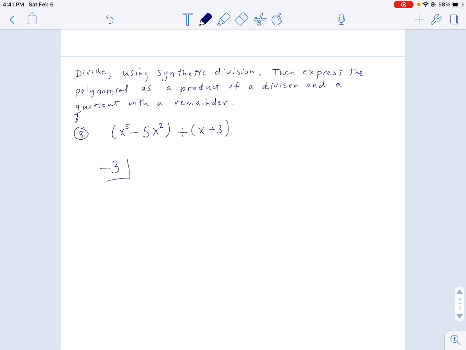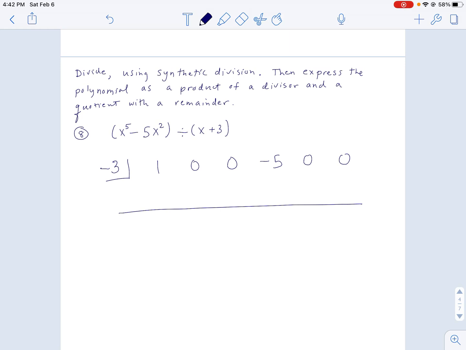I'm going to work left to right here. So I've got negative 3 in a box. For x to the 5th, I would just write 1 because it's 1x to the 5th. I don't have an x to the 4th or an x to the 3rd, so I write 0. So far I have 1, 0, 0. And then I have a negative 5x squared, so I'd write negative 5. And then I need 2 more zeros after the negative 5 because I don't have an x term and I don't have a constant term. So across the top here, I have negative 3 in a box, then 1, 0, 0, negative 5, 0, 0. Beneath that, I'm leaving blank for now, and then I have a line drawn.